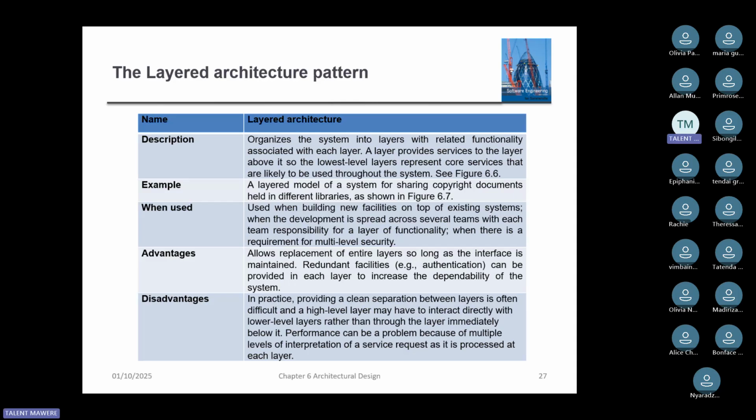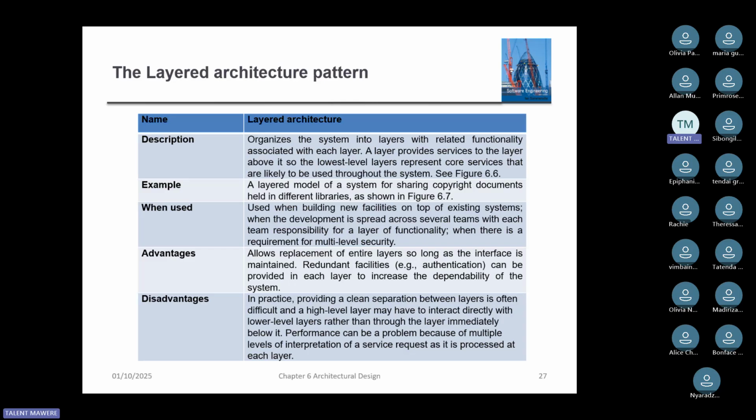When do we use the layered architecture? When we are building new facilities on top of existing systems. When the development is spread across several teams, with each team responsible for a layer of functionality. Then what are the advantages? It allows replacement of entire layers as long as the interface is maintained.